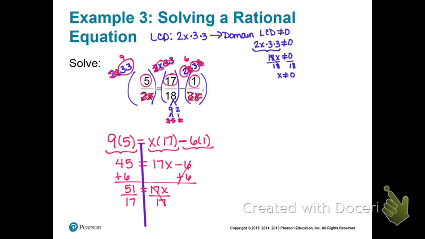And so 51 divided by 17 is 3, so 3 equals x, which means x is equal to what? 3, because we like x first. It doesn't matter, though. But remember, the last thing you have to do, because this was a rational function, is you have to check it. Is 3 okay? Yes, my answer can be 3. Therefore, that is my solution.